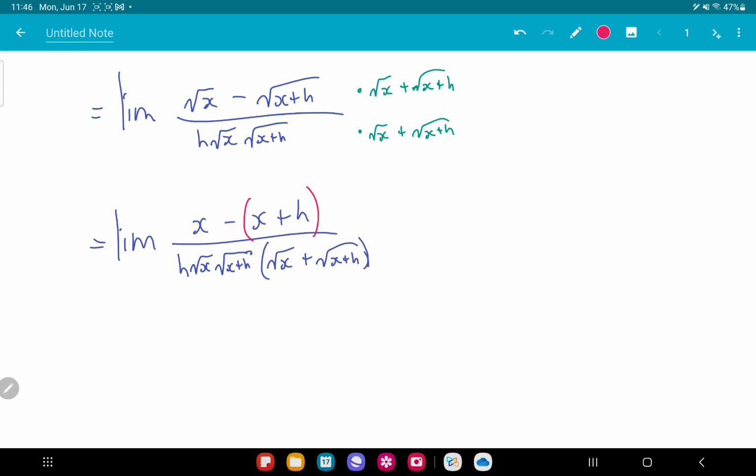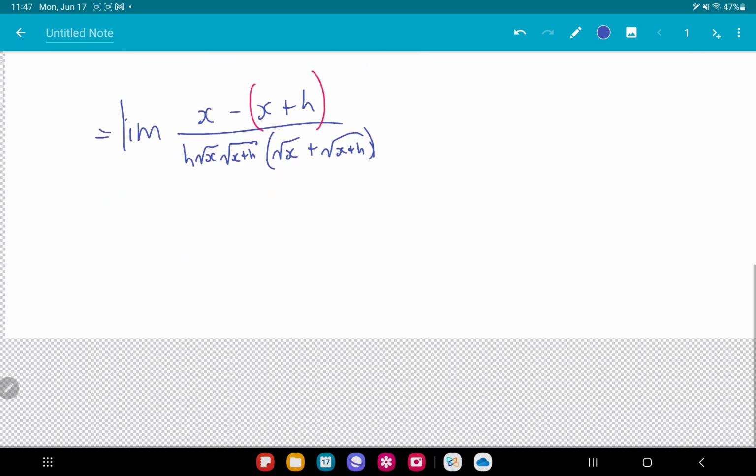If you don't have the brackets there, then you're subtracting the x, but actually adding the h, when really what you want to do is subtract x plus h. That's what I want to do. Okay, so those red brackets are necessary. So, very common mistake. Please watch out for it in the future.